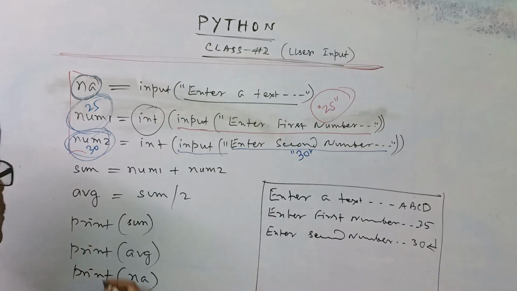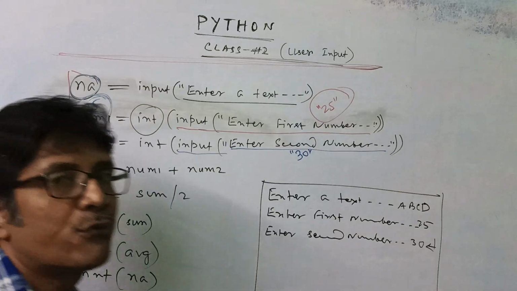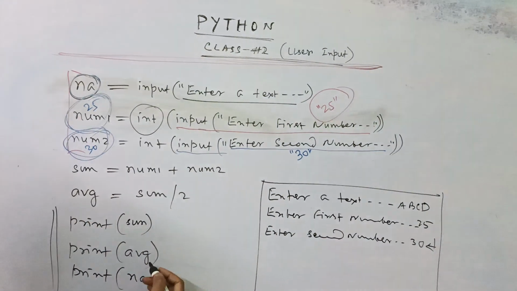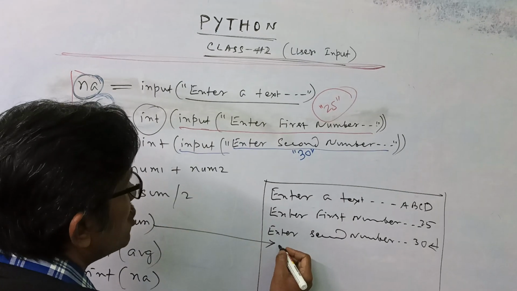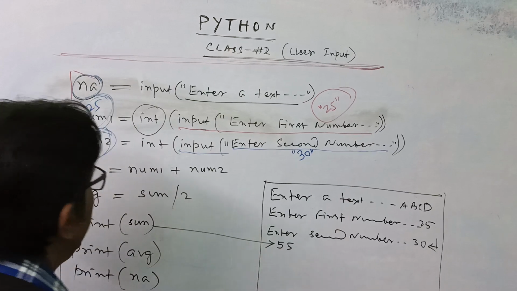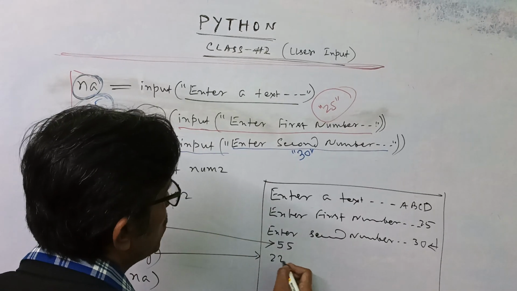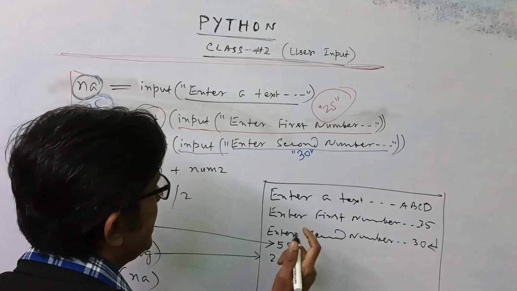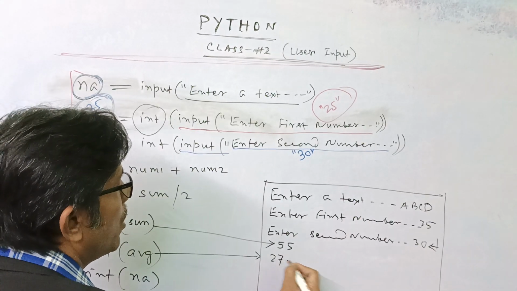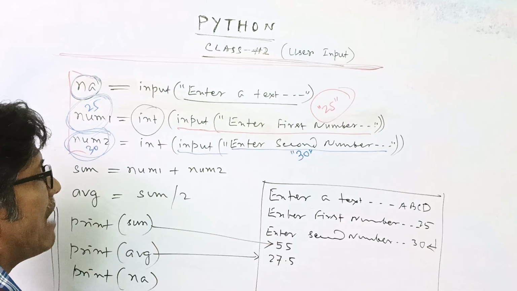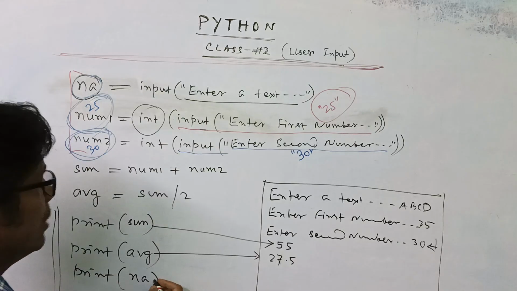What will happen? Computer will show you, how many print statements I have given? 3 print lines I have given. These 3 print lines will show you the result. For the sum, what I'll get? Sum of 25 and 30, it will be how much? 55. Then average, what will the average come? 27.5. Okay, so the average will be 27.5.